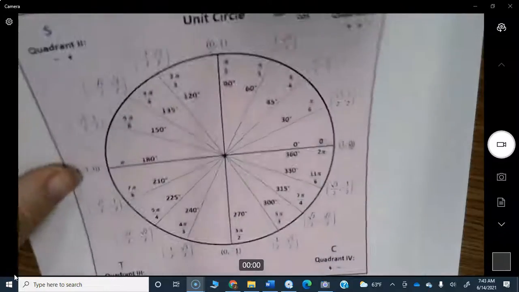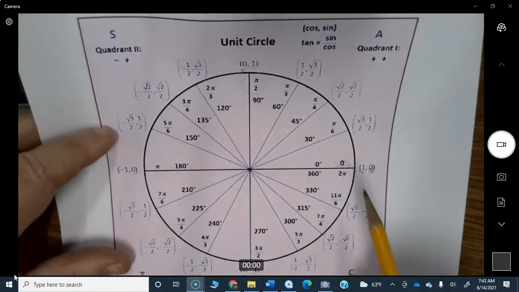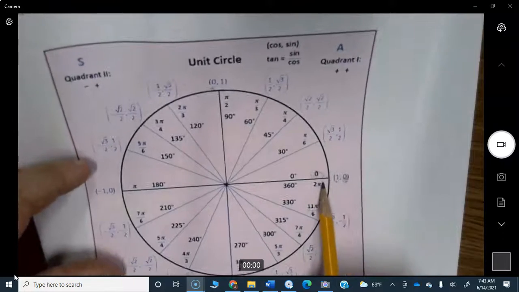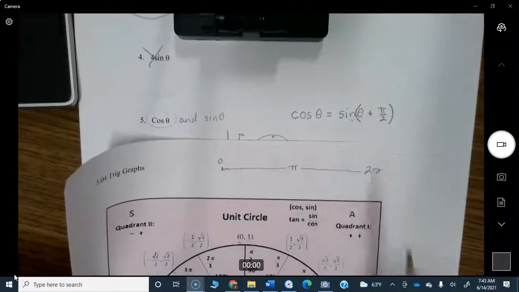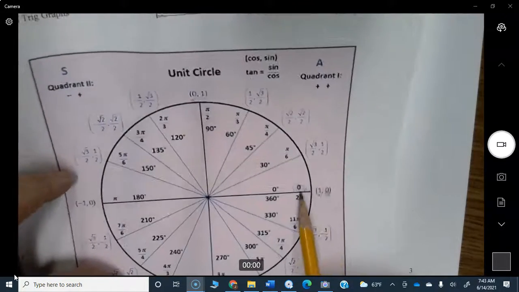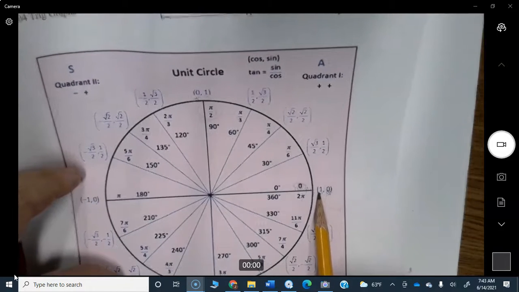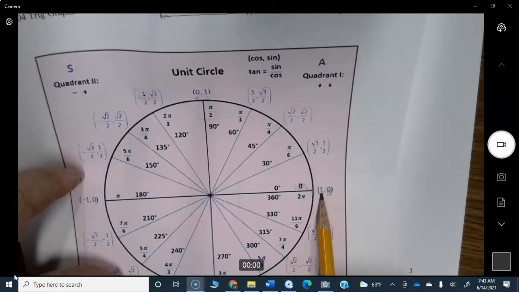Okay, so let me show you that again in a different way. If we say, what is the sine of theta? Or excuse me, if we want to know what is the cosine of theta? Let's say theta is 0. So the cosine of 0, the cosine of theta, is 1. Okay, so how does that relate to the sine of theta?